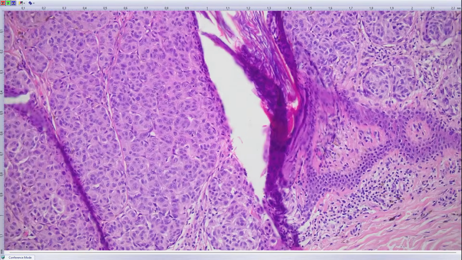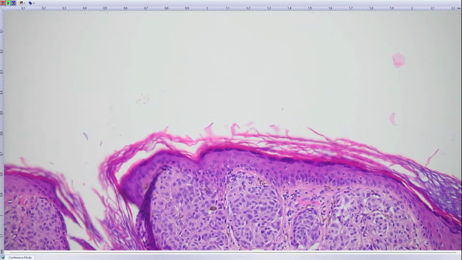It is another different case. Melanoma, which was RB deficient.